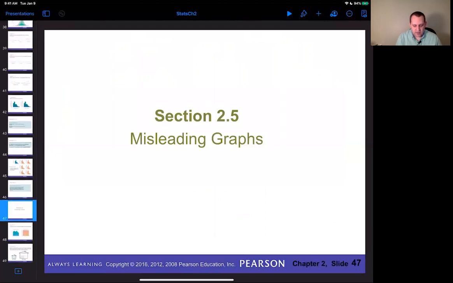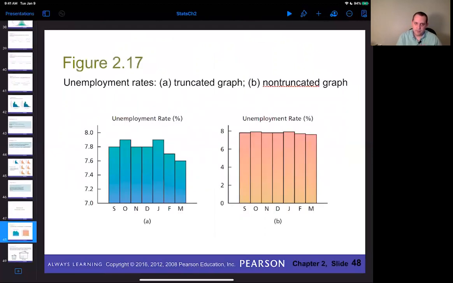All right, this final section is about misleading graphs and how we have to be very careful about the way that we organize our data. This again goes into the idea of trying to get rid of all the bias that we have possibly in our statistics.